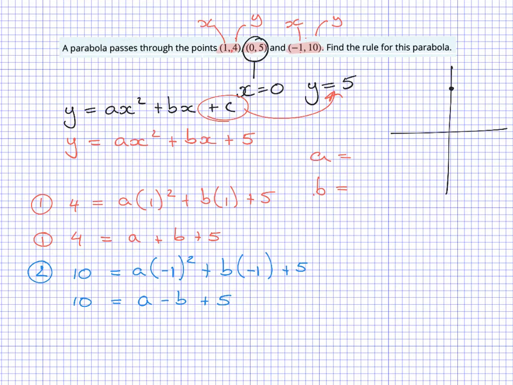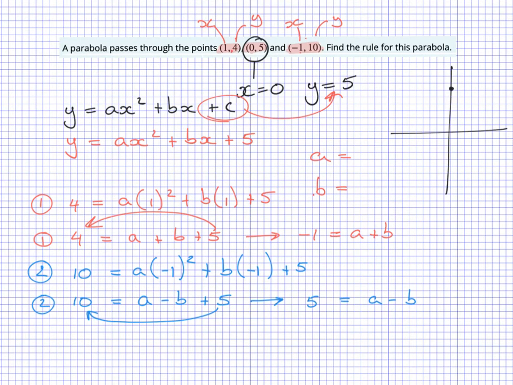Alright, now we should remember that with simultaneous equations where there are two methods of solving, we are going to need to simplify equation 1 and equation 2, so we'll just go and do that. We'll move the 5 across to there, so that's going to end up being minus 1 equals a plus b. We'll do the same thing with equation 2. That's going to end up being 5 equals a minus b.